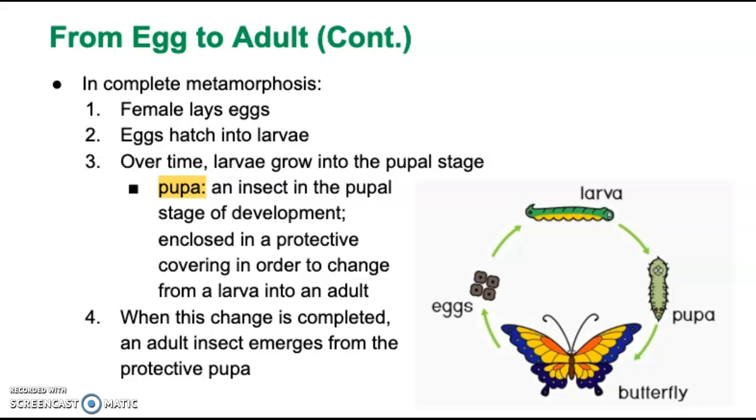Now, those protective coverings go by different names. A butterfly forms inside a chrysalis. We see caterpillars forming moths inside of cocoons. So the name of the protective covering will change, but while the insect is in the pupal stage, it is going to undergo dramatic changes to its anatomy. When it finally emerges, it is an adult, and that adult looks dramatically different from the larva that we saw before.